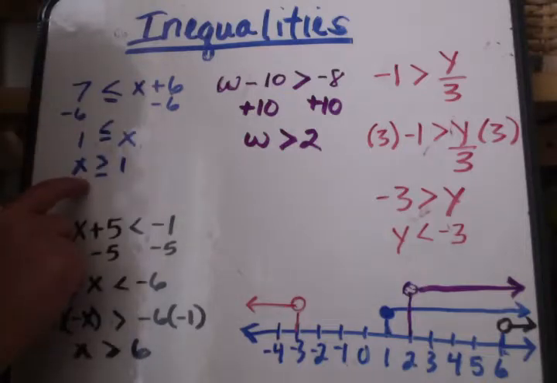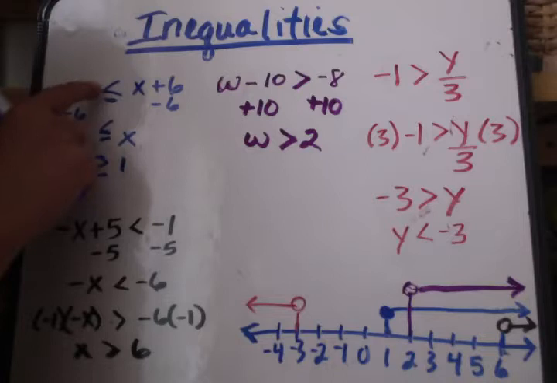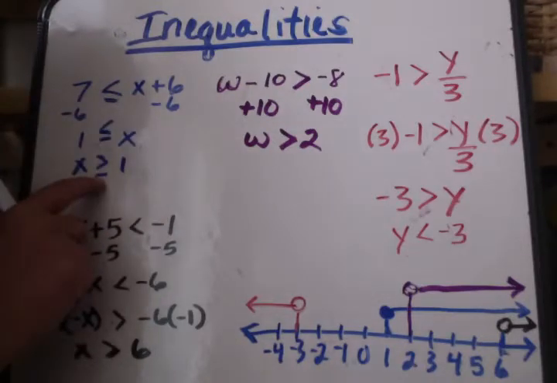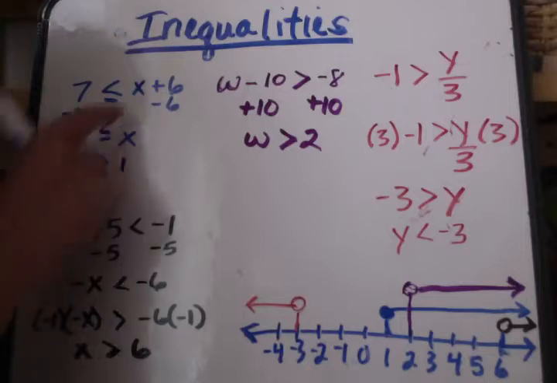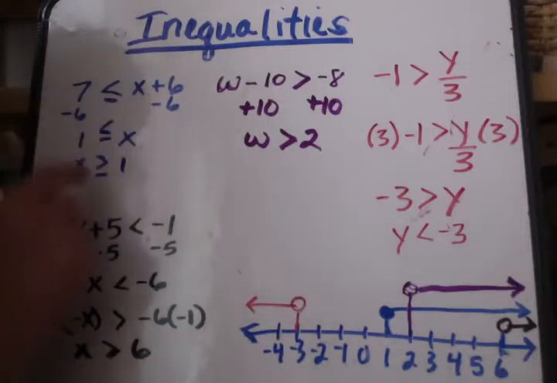If I say x equals 2, because here it says x is greater than or equal to 1, so it would be 1, 2, 3, 4, 5. Let's say I use the number 2. 2 plus 6 is 8. And so 7 is less than or equal to 8. And if I say 3 here, 3 plus 6 is 9. 7 is less than or equal to 9. So all these numbers greater than 1 and greater than or equal to 1 work.